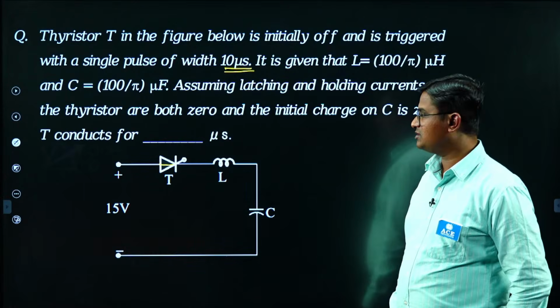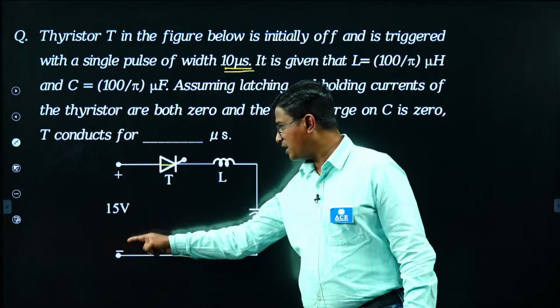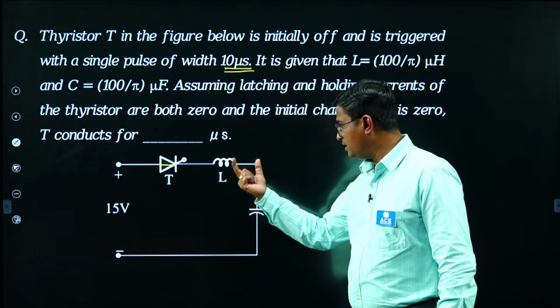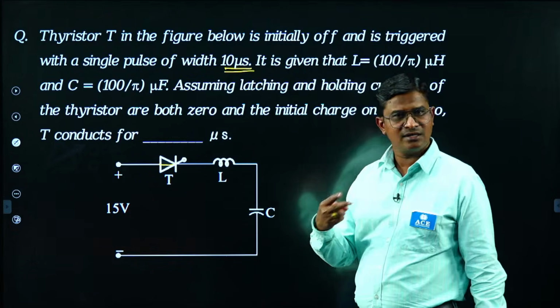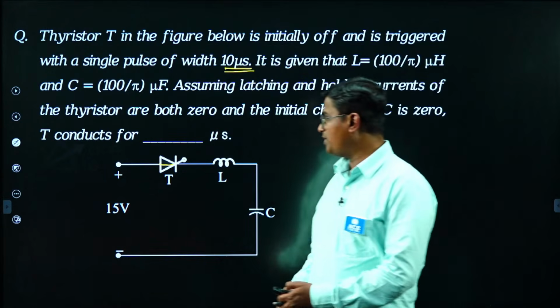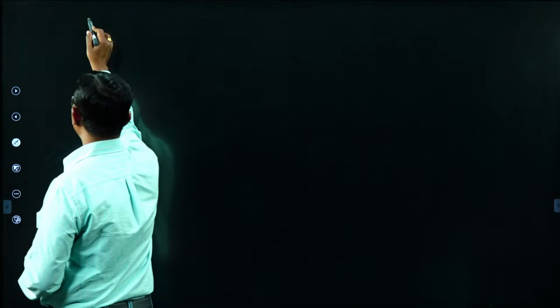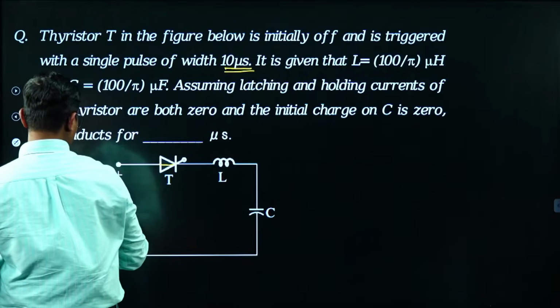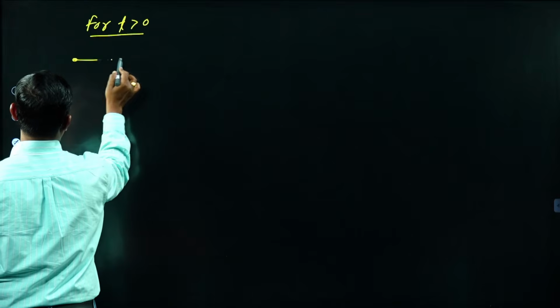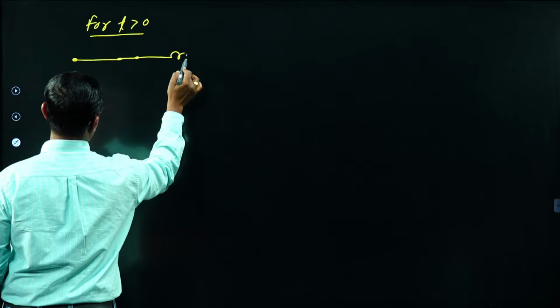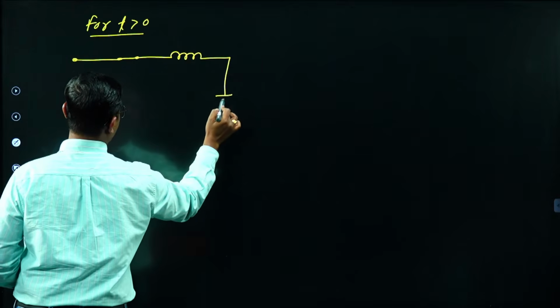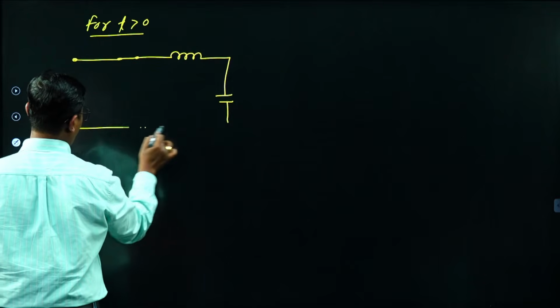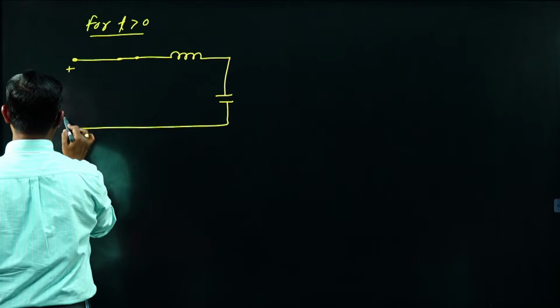And for t greater than 0, what will happen? The SCR will be in the on state, the inductor will act as an inductor, and the capacitor will act as a capacitor. So my circuit will be like this for t greater than 0. For t greater than 0, the circuit is like this. 15 volt, SCR is in the on state, inductor will act as an inductor, capacitor will act as a capacitor. This voltage is 15 volt.